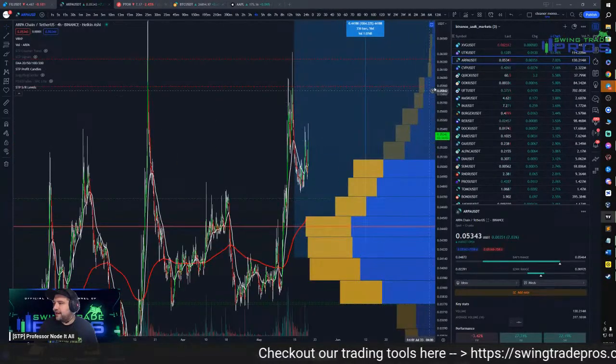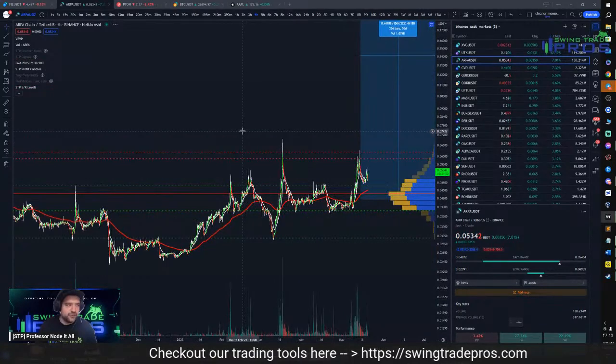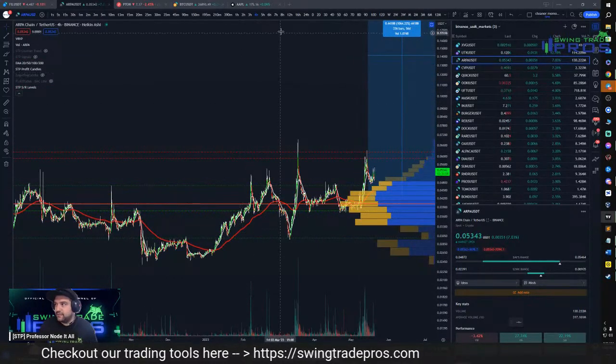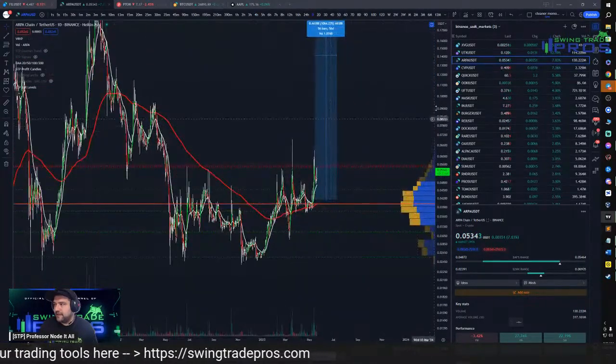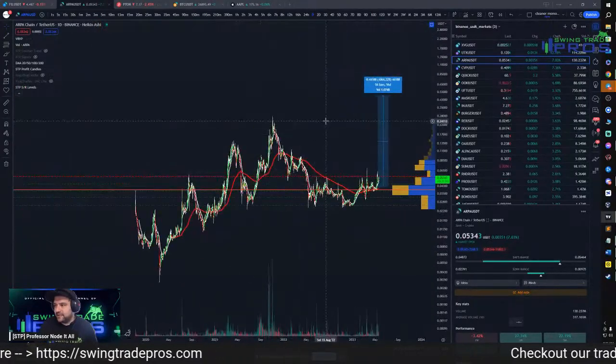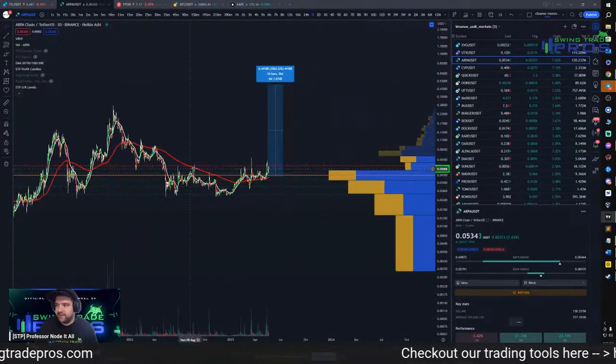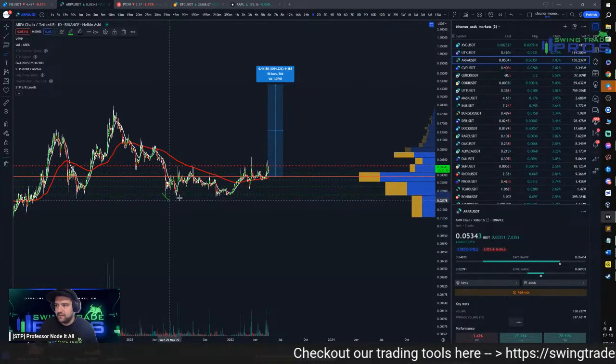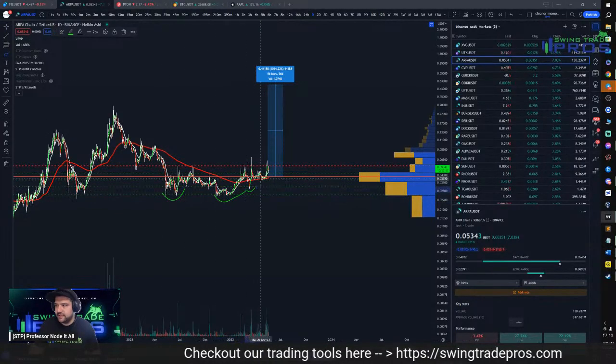So ARPA chain, I think I called this one out the other day and told you guys that this one was going to make some moves. And yeah, this one's in a big setup here, guys. I don't know what this coin does, but you guys see this bottoming action here. This is not something to ignore. This is signs of accumulation.